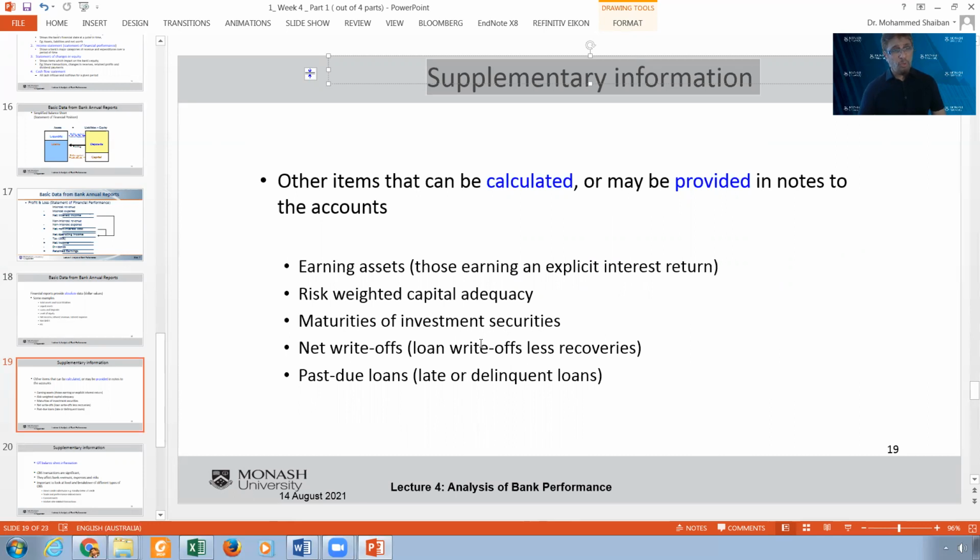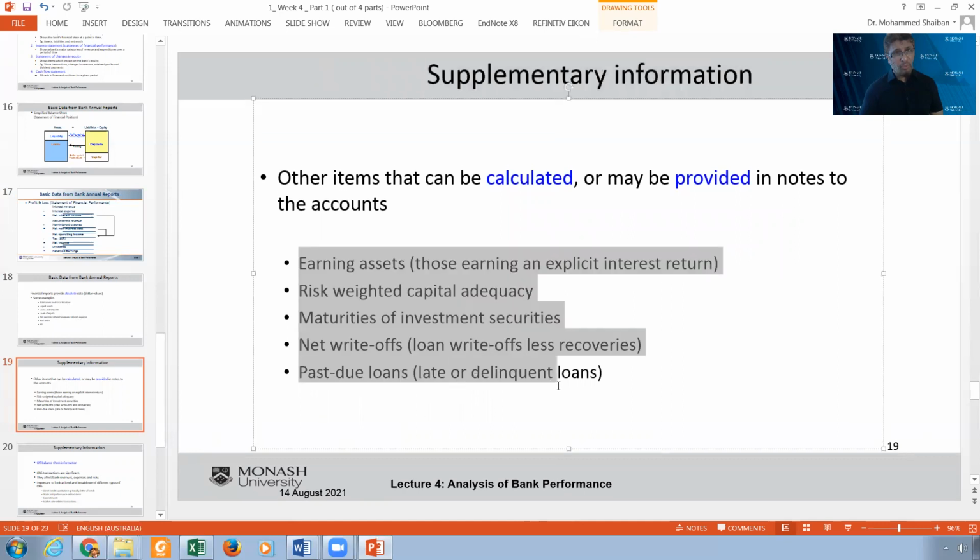And we can also have information about our risk-weighted capital adequacy, which is important to see whether we have enough buffers of capital for any losses. This cannot be found in the income statement or balance sheet. Maturities of assets, maturities of loans, the write-offs, past due loans, which is NPLs, all of this information actually comes from the supplementary information.